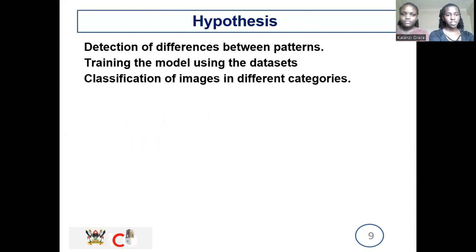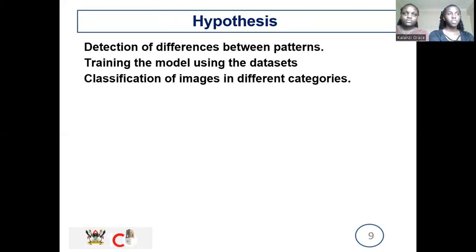Then the hypothesis, this is basically what we hope to get based on our research, what we hope will come out of our research, or what we hope after using this research and after trying to build something. So some of the things are: the model that we're trying to build should be able to detect differences between patterns.